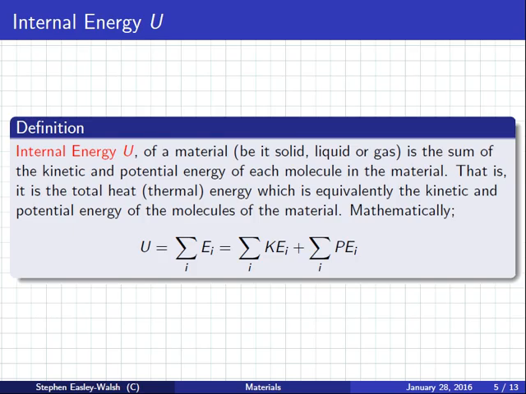I means each one, like I is 1 means the first atom, I is 2 means the second atom. You got this? Yeah, okay. So this is called the internal energy.